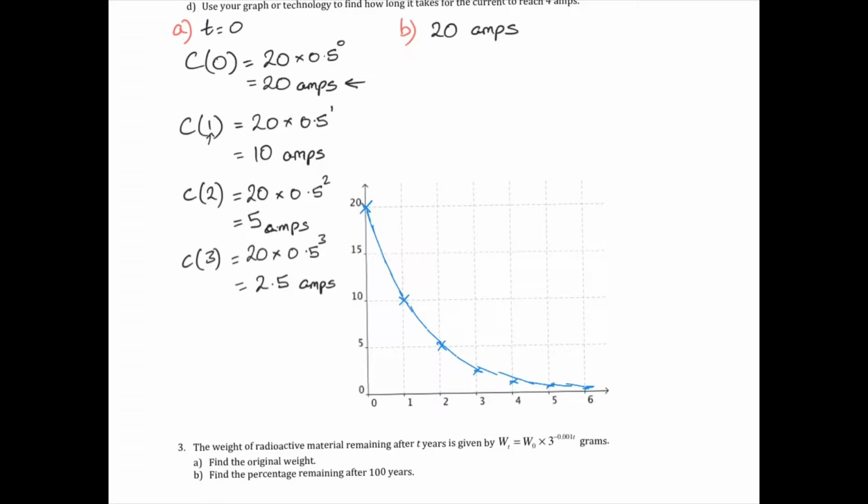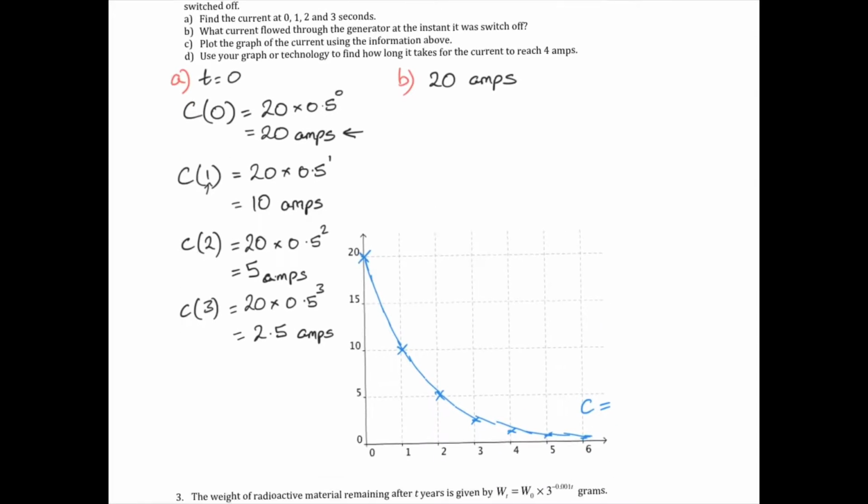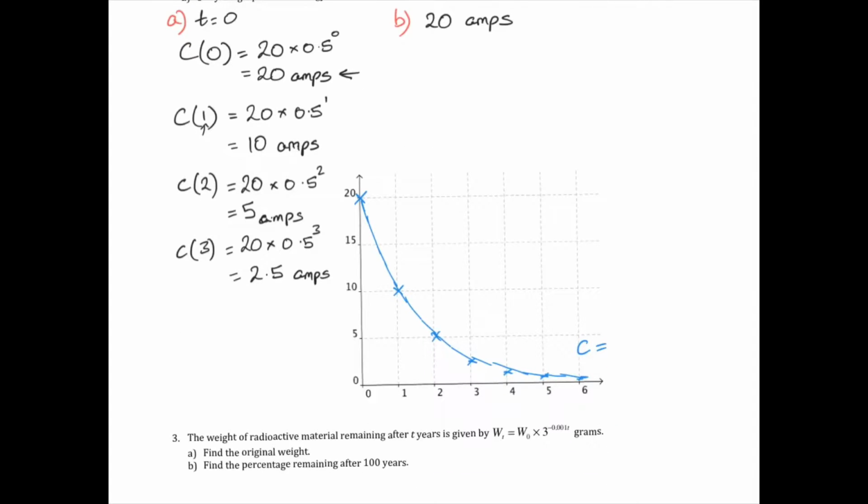So that there is C equals 20 times 0.5 to the T. So we should probably label our axes. This one down here must be T, and this one up here is C.